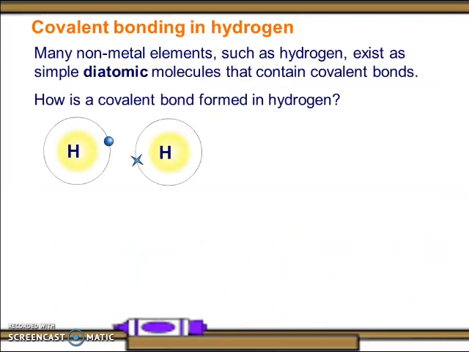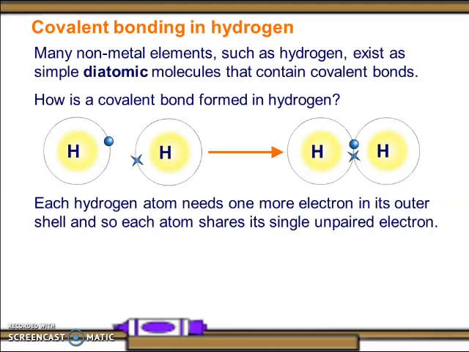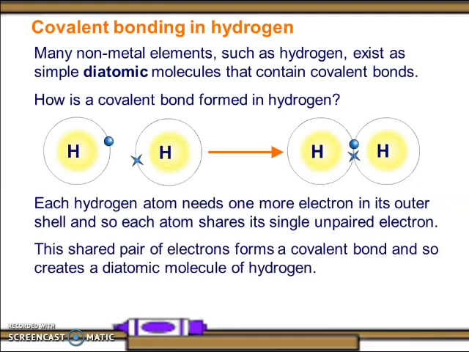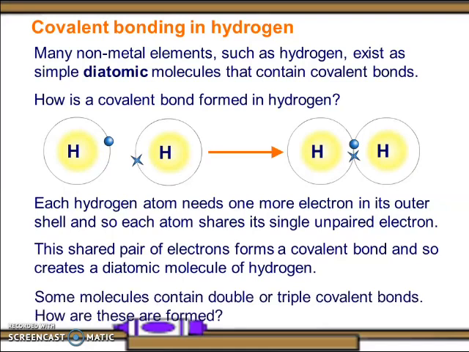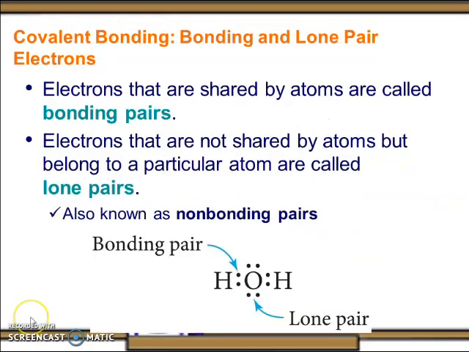Covalent bonding in hydrogen. Many nonmetal elements such as hydrogen exist as simple diatomic molecules that contain covalent bonds. How is a covalent bond formed in hydrogen? Each hydrogen atom needs one more electron in its outer shell, and so each atom shares its single unpaired electron. This shared pair of electrons forms a covalent bond and so creates a diatomic molecule of hydrogen. Some molecules contain double or triple bonds. How are these formed?